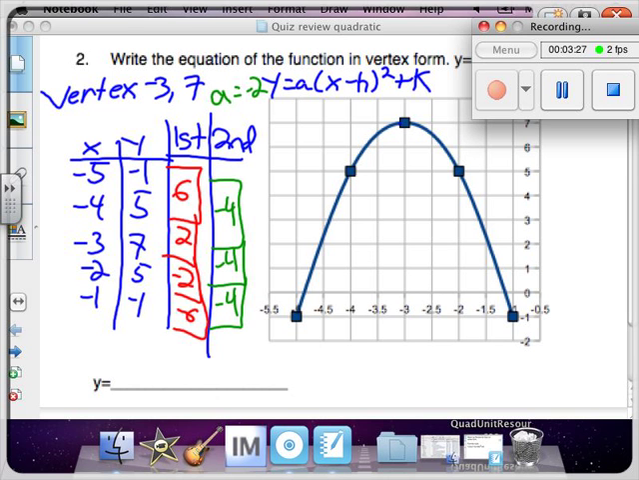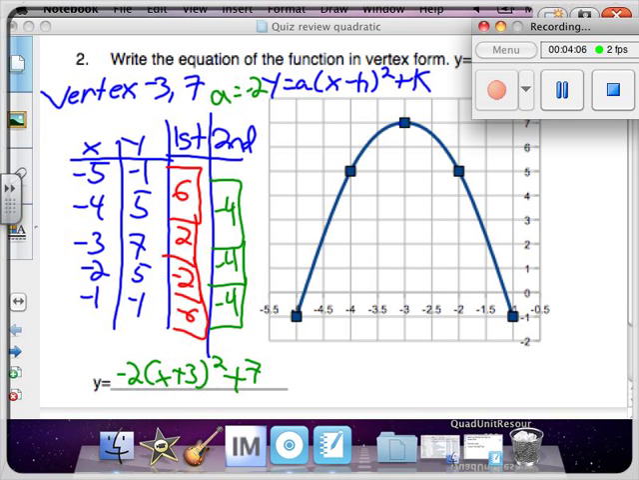Now I'm just going to plug it in. I've got y equals -2 times x plus 3 squared plus 7. Any questions of how I did that? Please ask now. If you look through the packet, you can see everything else we're doing. Anybody need another second? I'm about to turn the page.